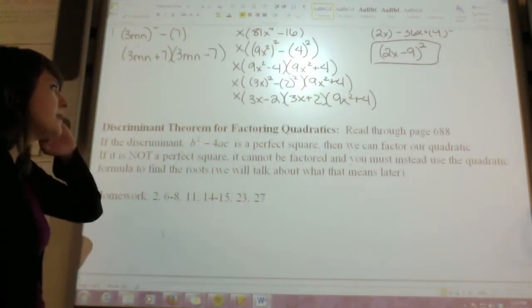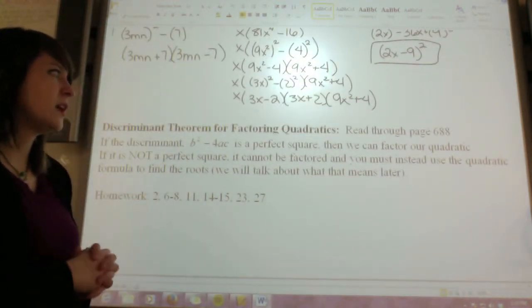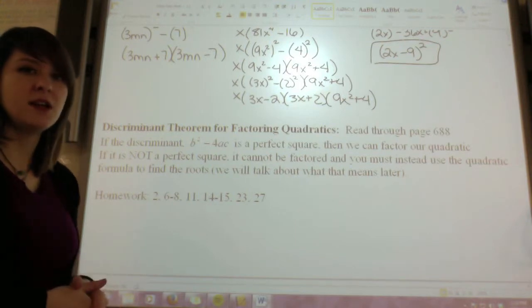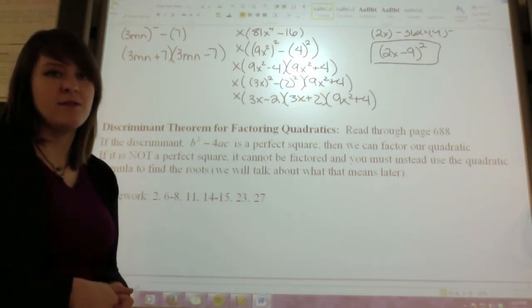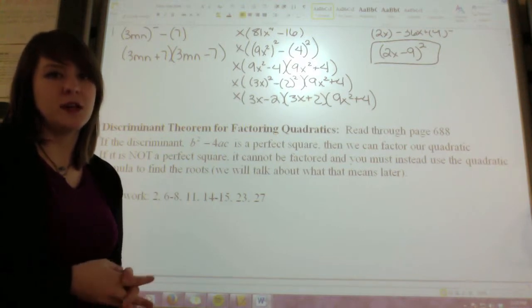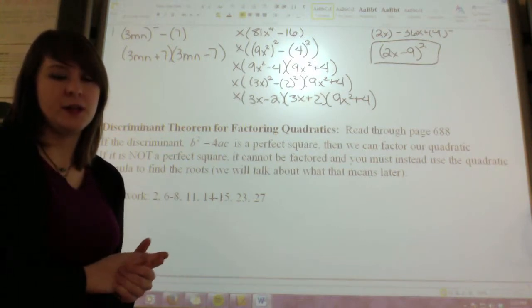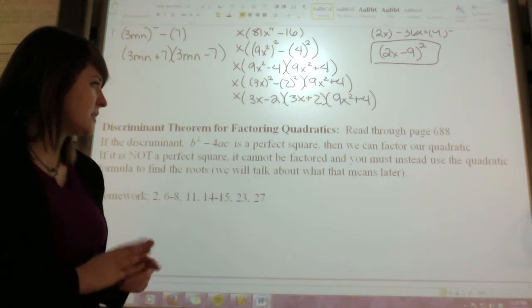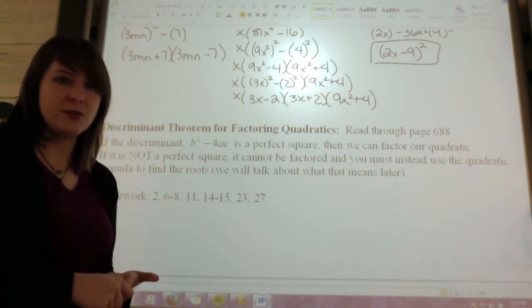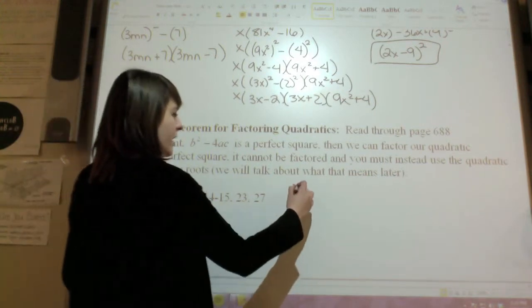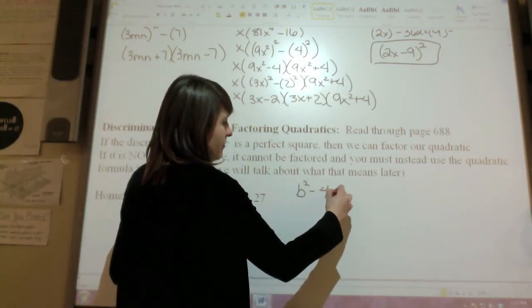Alright, we also have the discriminant theorem for factoring quadratics, and this is on page 688 of your book. Essentially, the discriminant theorem is just talking about that value that would be underneath the radical sign in your quadratic formula. So remember, the quadratic formula is negative b plus or minus radical b squared minus 4ac over 2a. So we're looking at the b squared minus 4ac part.